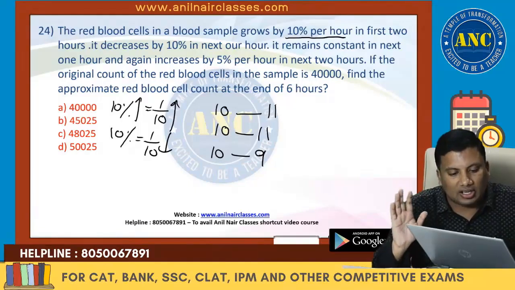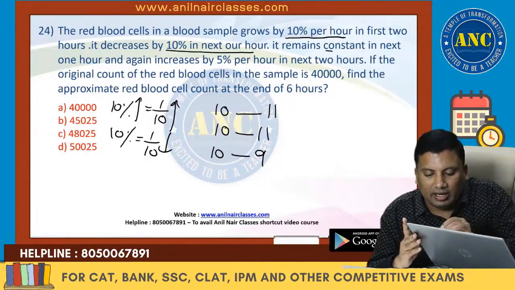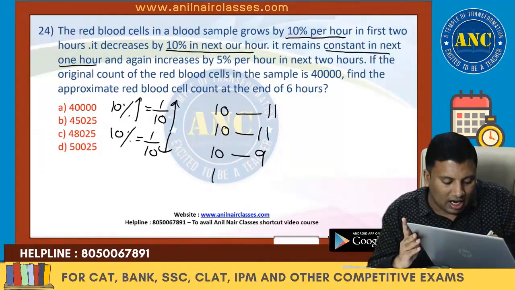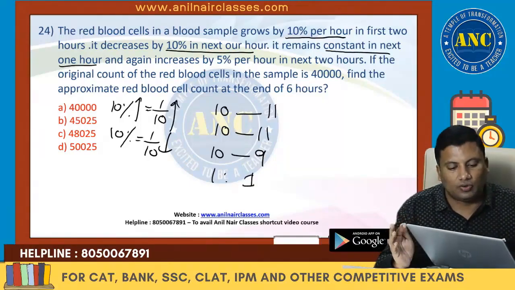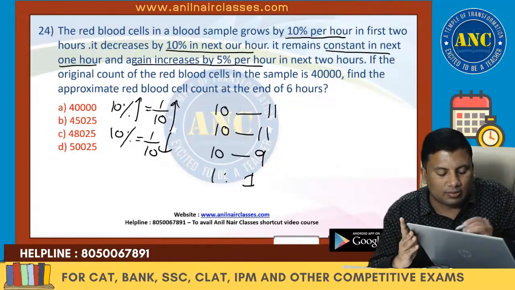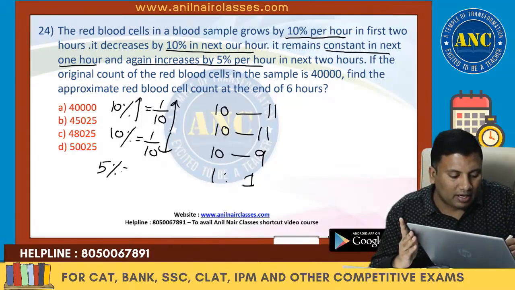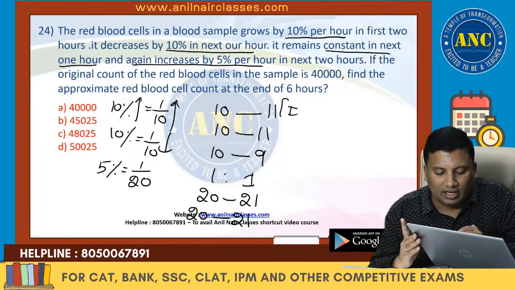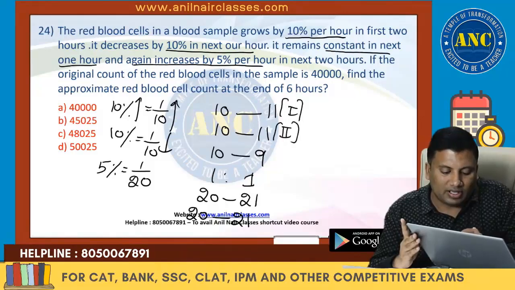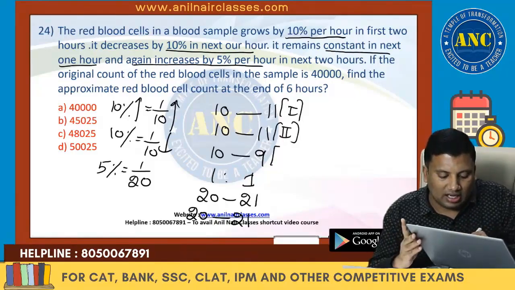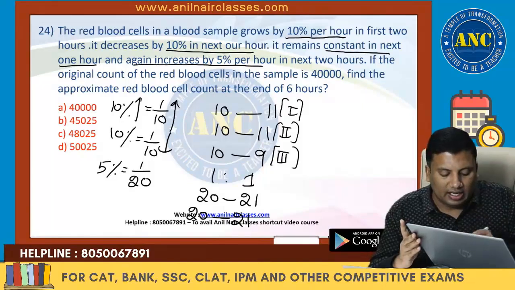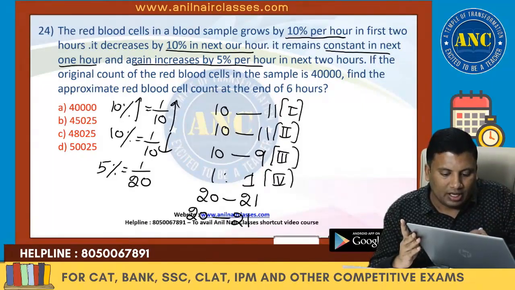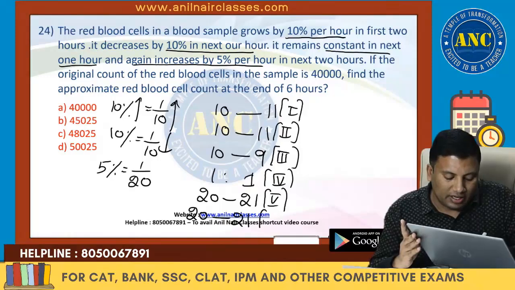It remains constant in the next hour, this is the fourth hour. Constant means as it is, 1:1. And again it increases by 5% per hour. It is 1 by 20. For the next 2 hours, 20 becomes 21 and 20 becomes 21. This is the first hour, this is the second hour. First 2 hours it is 10%. Third hour it is 10% decrease. Fourth hour it is the same. Next 2 hours it is 20, 21.